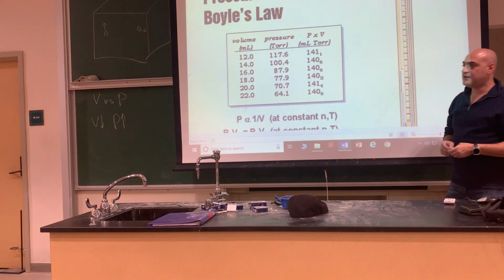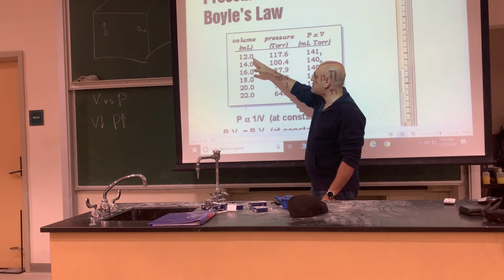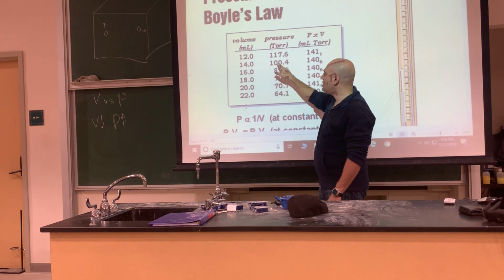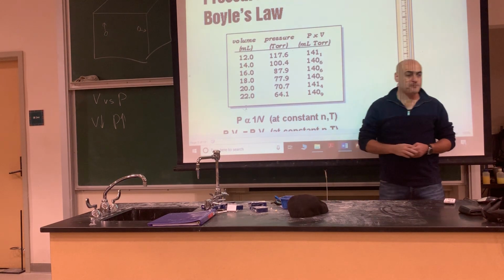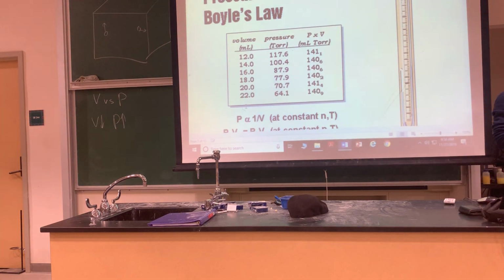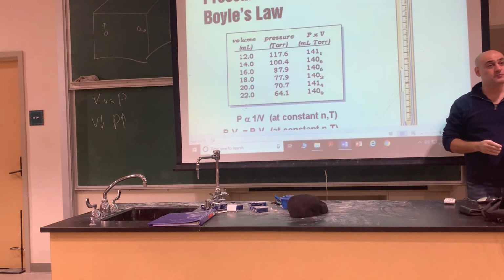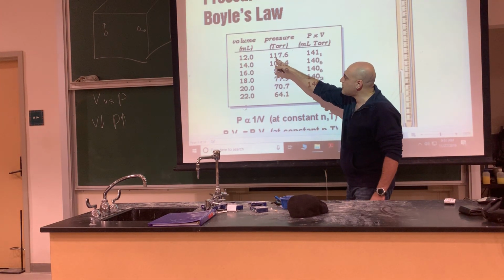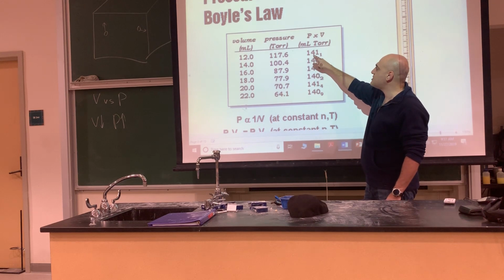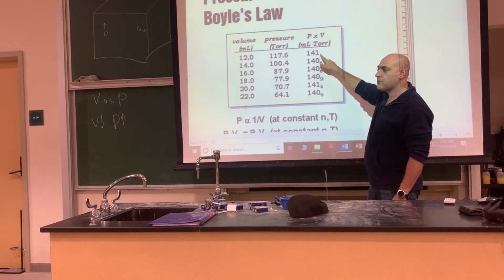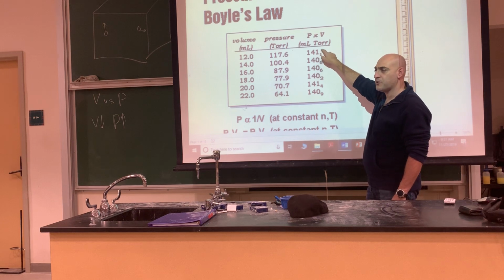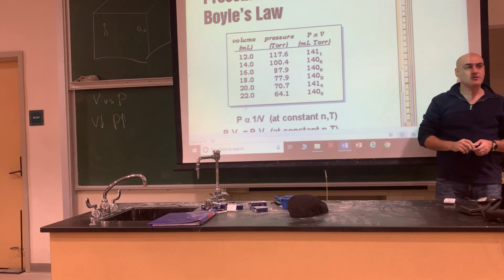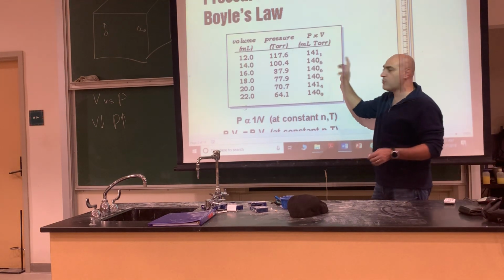And so for each experimental result, he takes the volume and multiplies it by pressure. And every time he takes the volume for a given experimental result and multiplies it by pressure, he's getting more or less the same value. Let's check this. 12 times 117.6 gives me this 141.1. By the way, there's a typo, this is 0.1. This times that gives me 140.6. This times that gives me 140.6.